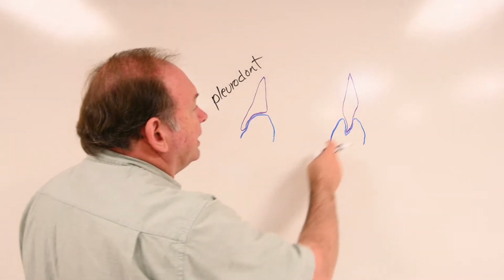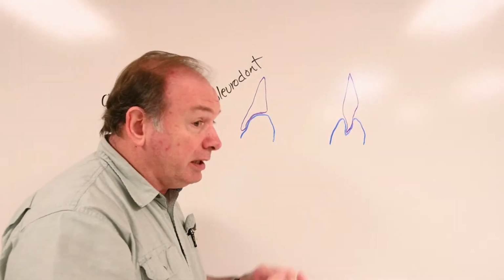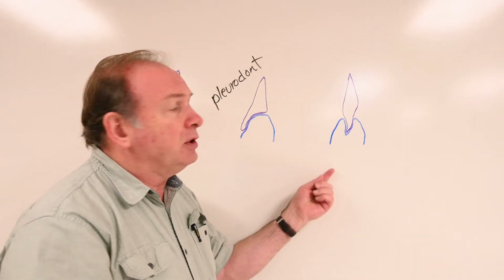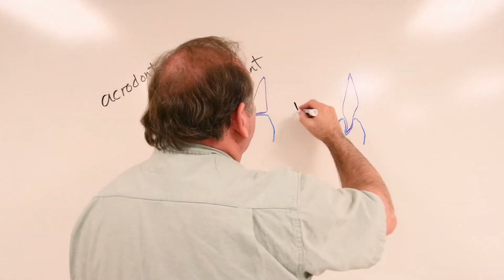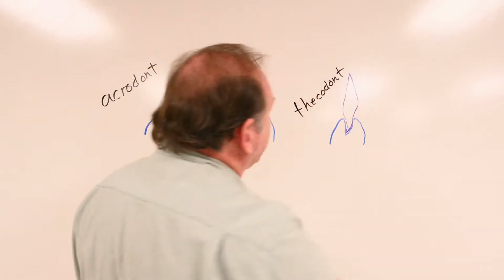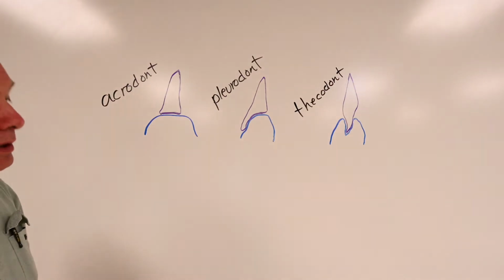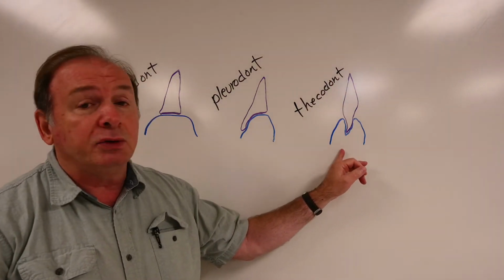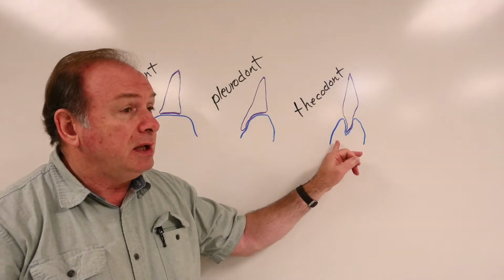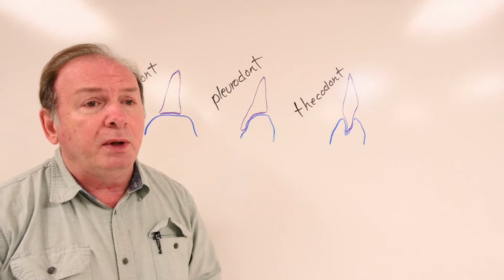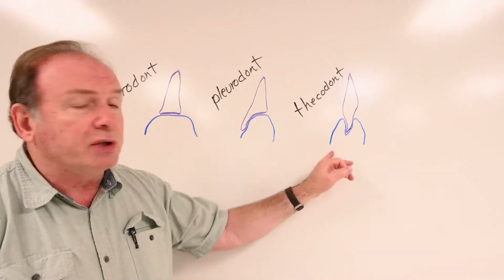The next type is where we have socketed teeth. Now, of course, humans have socketed teeth, but crocodilians also have socketed teeth. This condition is called thecodont. Thecodont dentition. Socketed teeth. And some of the dinosaurs also had socketed teeth, the thecodont condition. Even some of the fossil birds that had teeth, their teeth were socketed teeth as well.